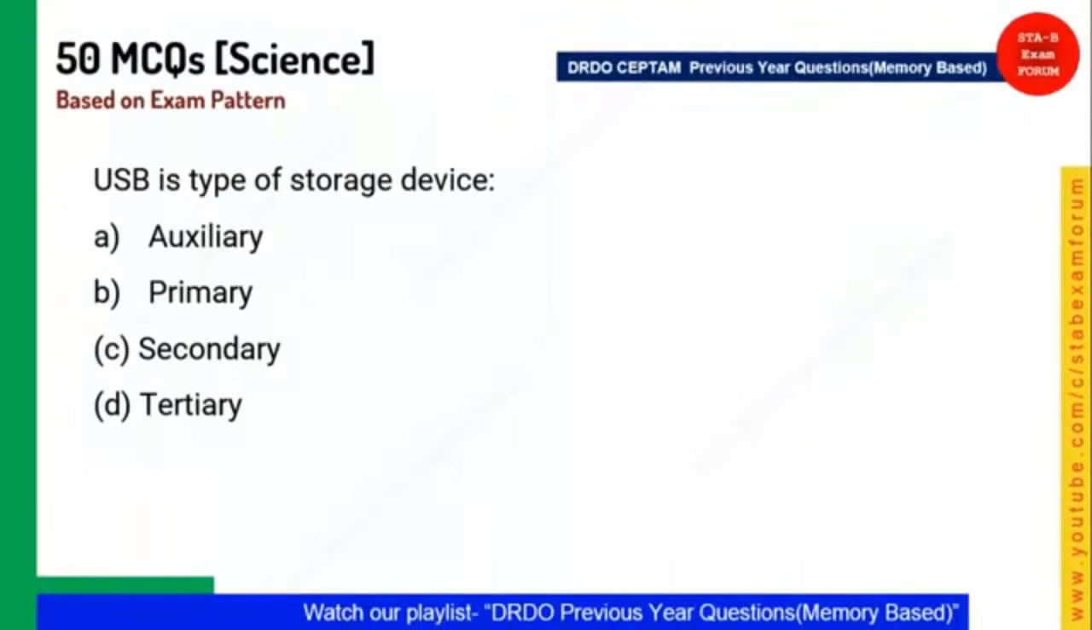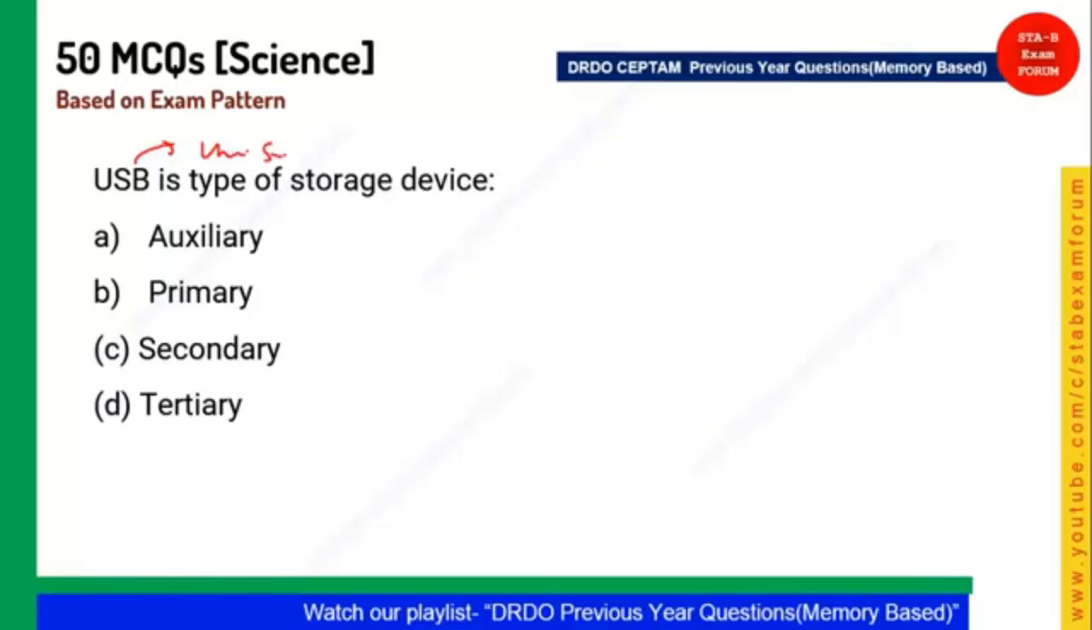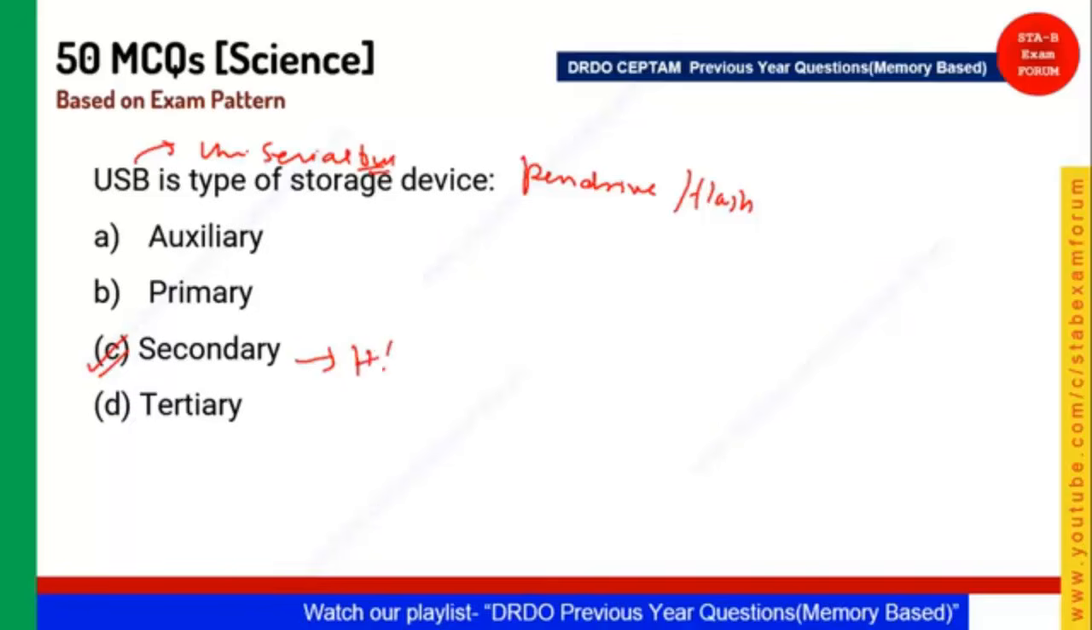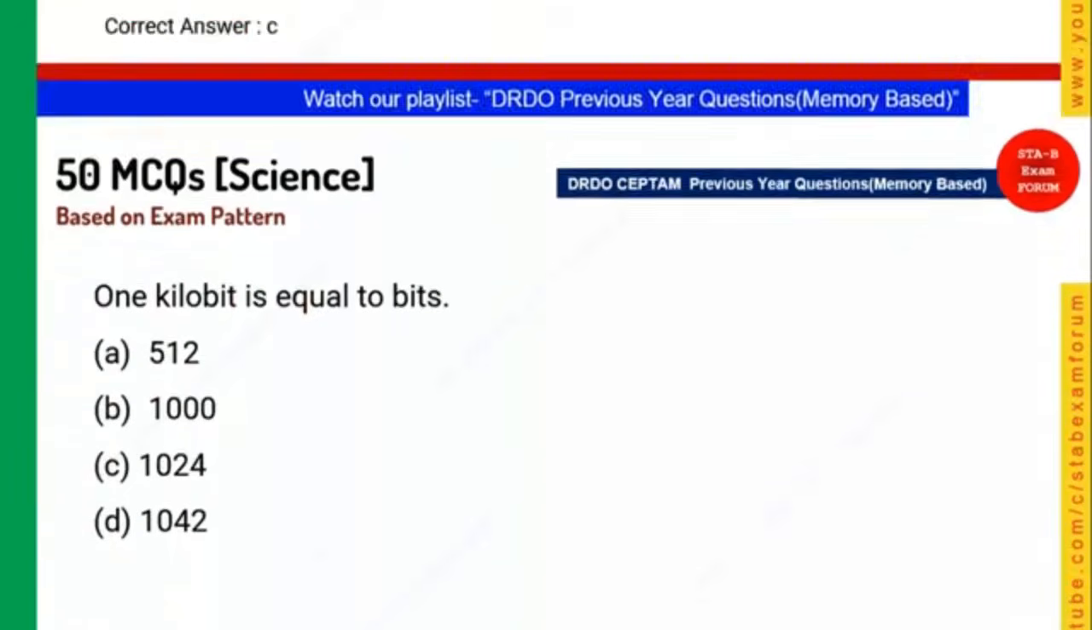So USB you have heard, universal serial bus. What does this USB mean? Universal serial bus. It is a storage device, student, commonly known as a pen drive or flash drive. So this is the storage device of what? These are the four options. It is a secondary storage device, like the hard disk is also a secondary storage device. Let's see the next question.